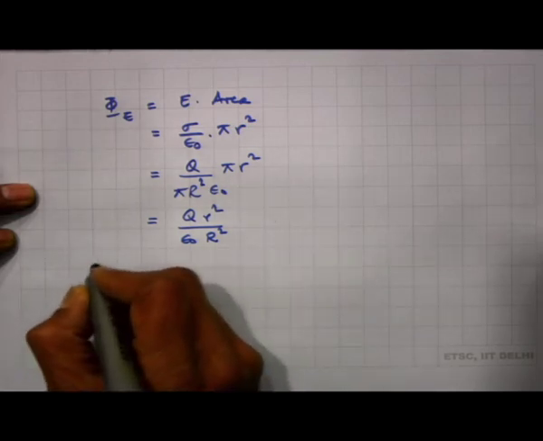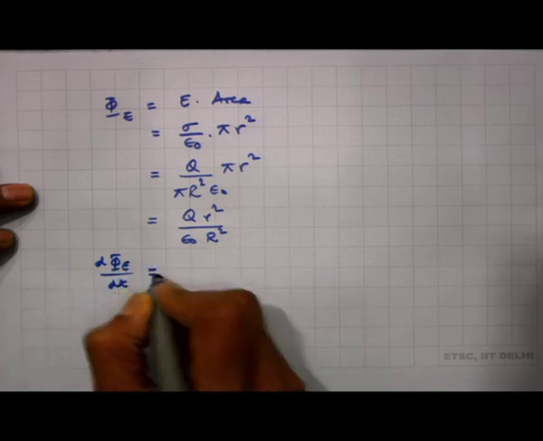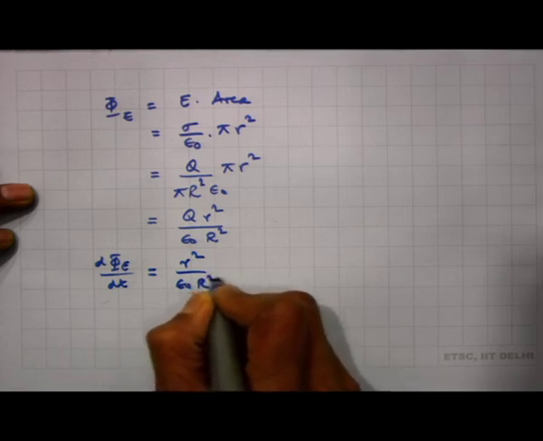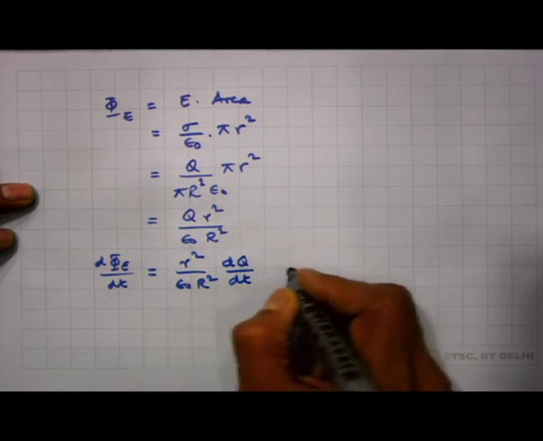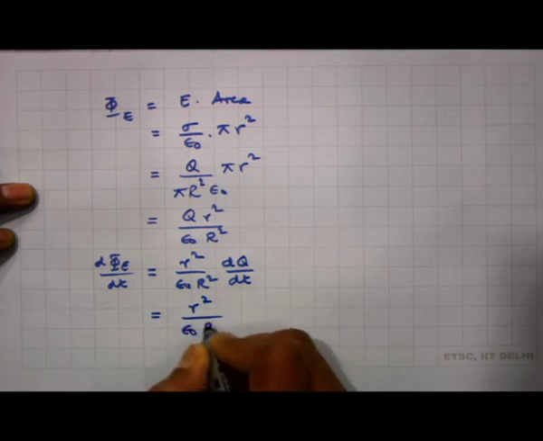So the rate of change of flux, d phi E by dt, is equal to r square by epsilon 0 R square times dq by dt, and dq by dt is nothing but the current that is charging the capacitor. So this is r square by epsilon 0 R square into I.